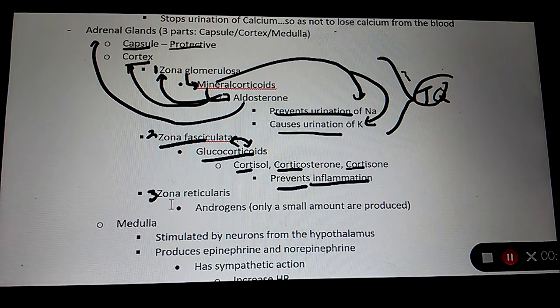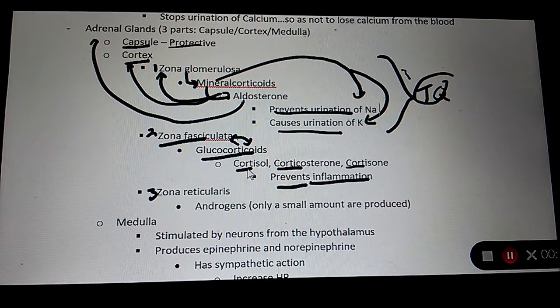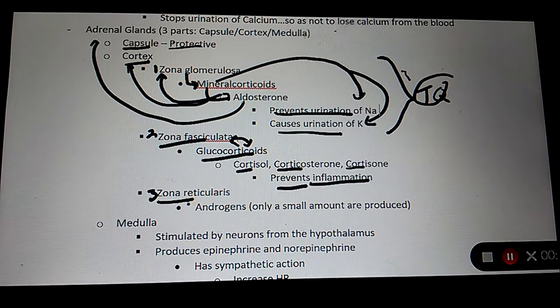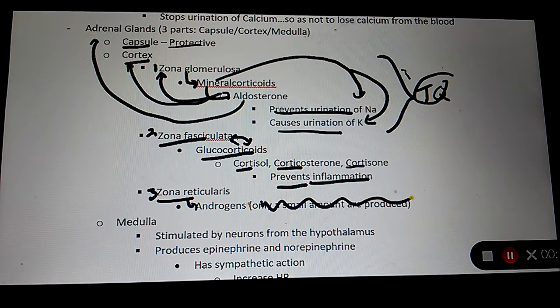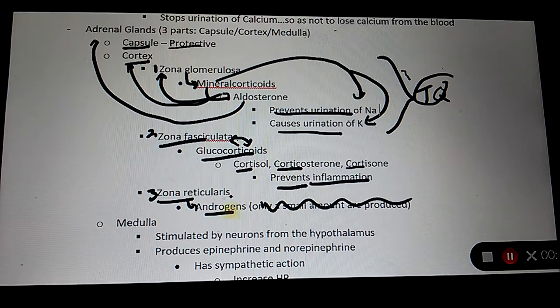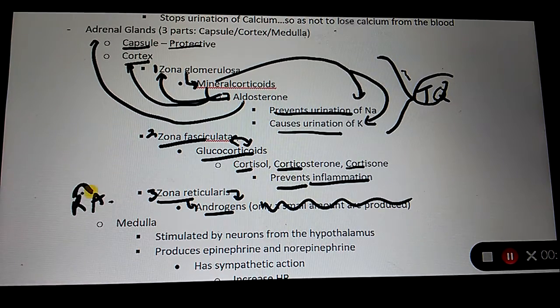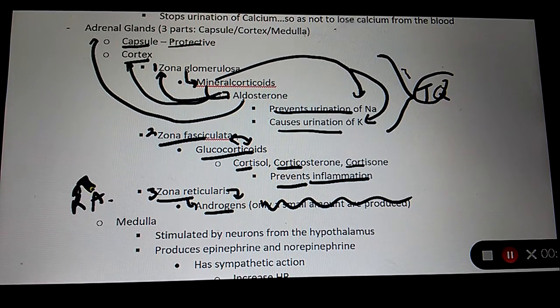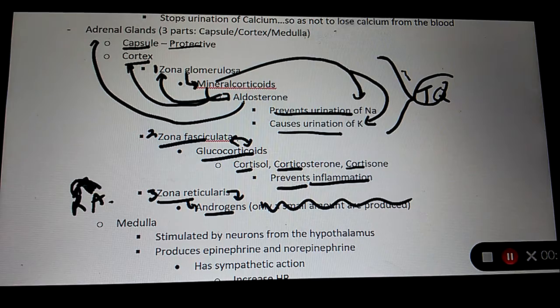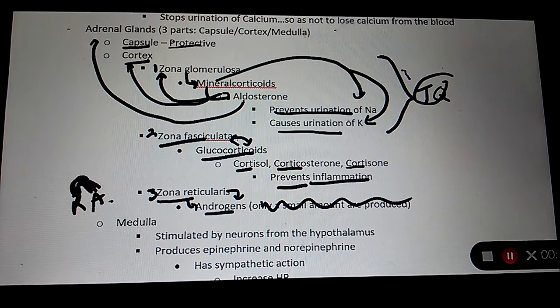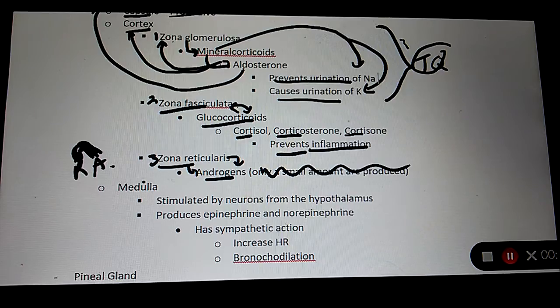Next, the zona reticularis produces what? Androgens. Just memorize that. What does the reticularis produce? Androgens. Remember RA. Reticularis androgens. Reticularis androgens. Okay.